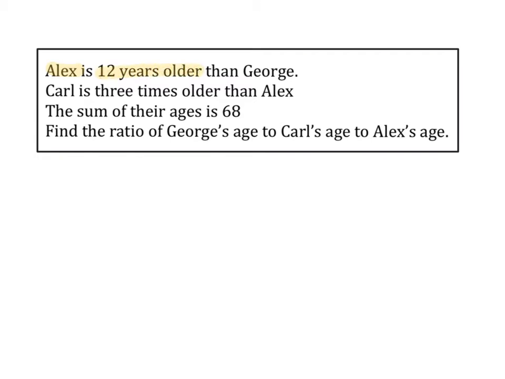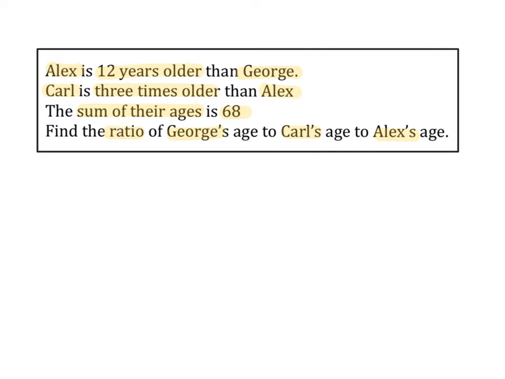Alex is 12 years older than George. Carl is 3 times older than Alex. The sum of their ages is 68. Find the ratio of George's age to Carl's age to Alex's age.